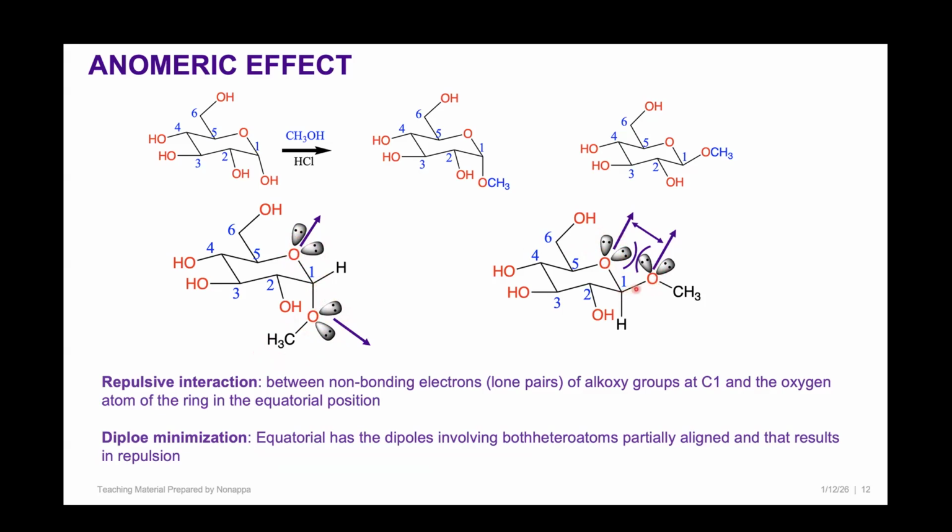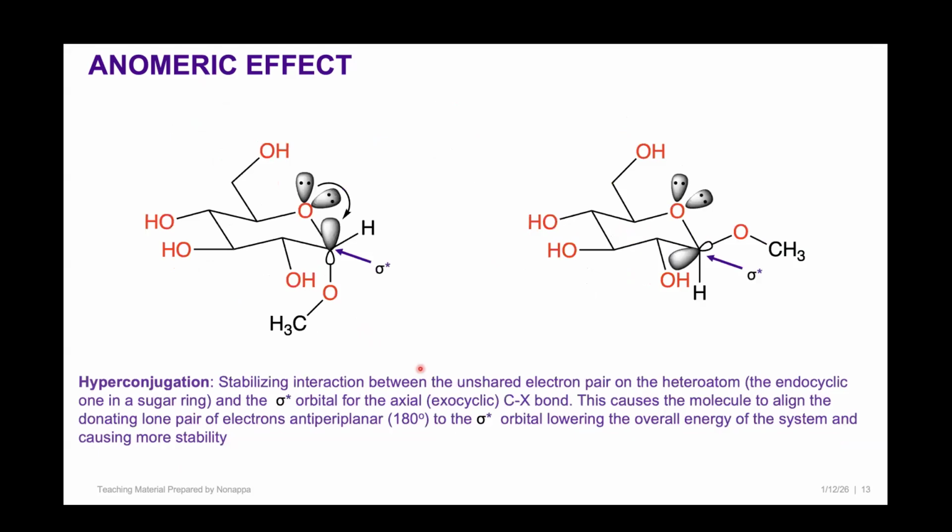When they are in the equatorial position, you see there is a steric repulsion and also a strong dipole-dipole interaction that also leads to repulsion. But these are minimized when we have the axial position. Both the steric repulsion is reduced and the dipole is also minimized. These are the two reasons. There is one more reason.